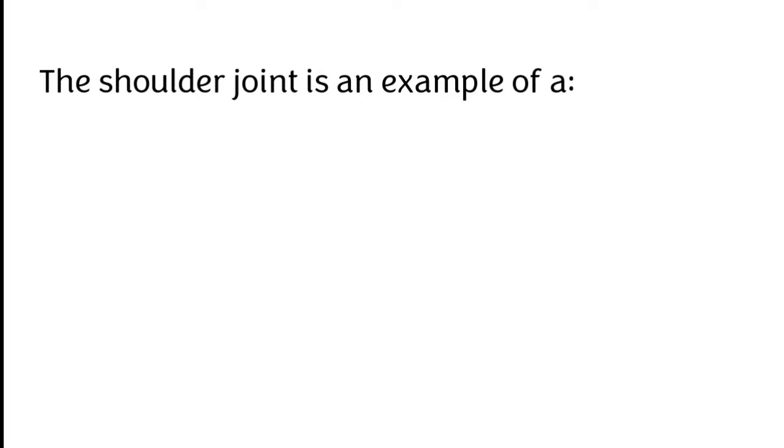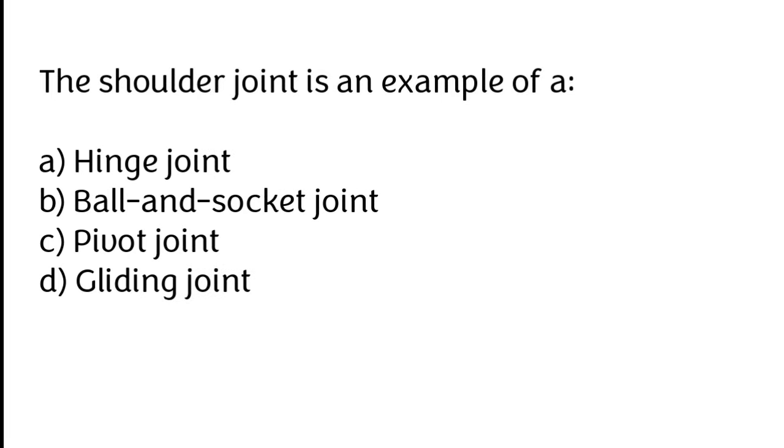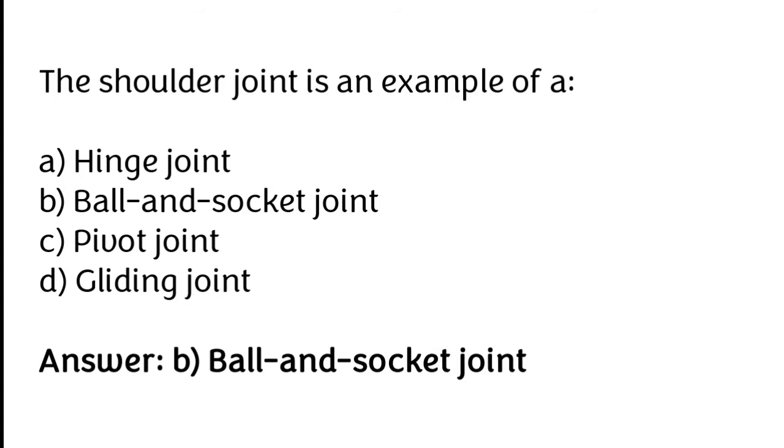The shoulder joint is an example of a hinge joint, ball and socket joint, pivot joint, gliding joint. The correct answer is option B. The shoulder joint is an example of a ball and socket joint.